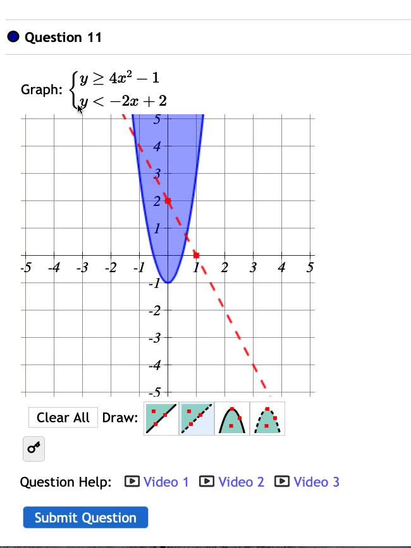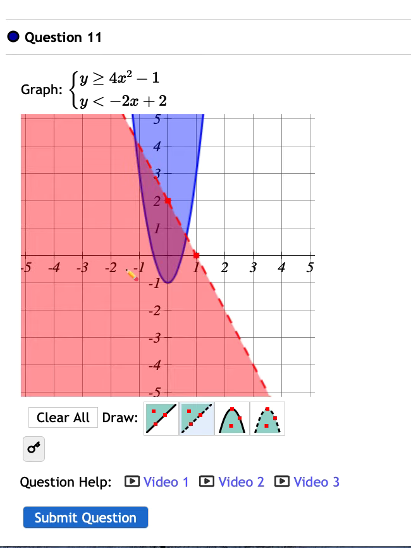And then again, I'll test 0, 0 because it's the easiest point. So 0 is less than 2. That is also true. And so we'll shade over here. And then this region right here that's kind of purplish where the blue and the red overlap, that would be the solution set for this system.